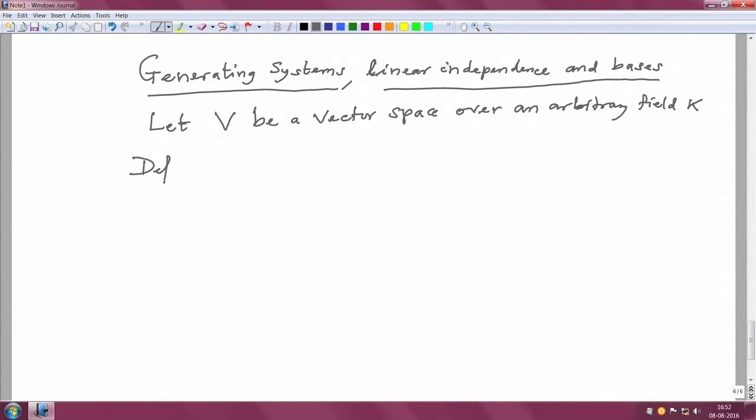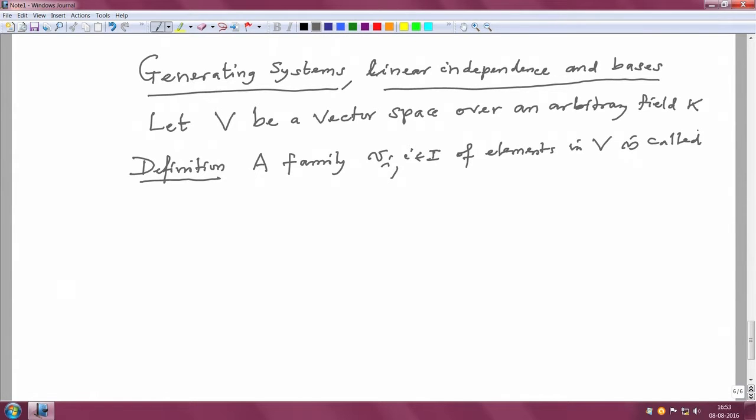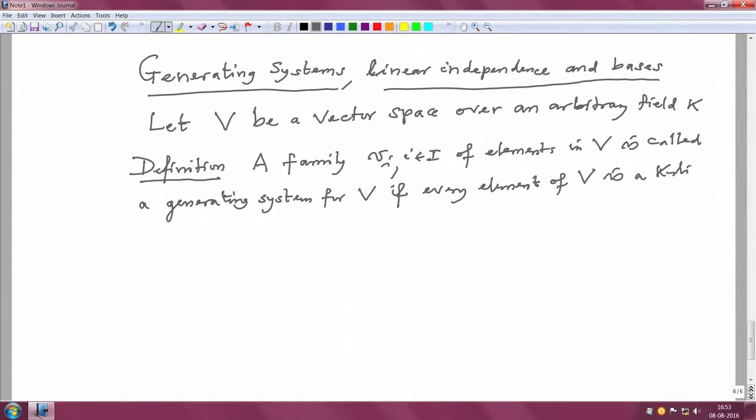Definition: a family v_i, i in I, of elements in V is called a generating system for V if every element of V is a K-linear combination of the v_i's.